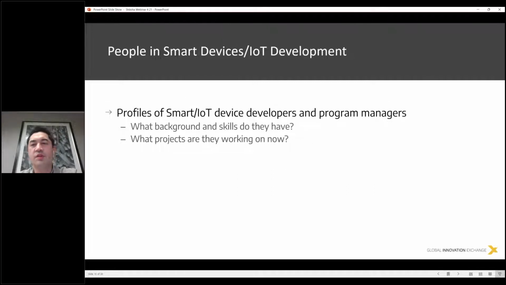So what I wanted to do, to frame that, is look at some of our alumni and look at what they're doing now, and just take a look at what kind of skills they have and what kind of skills they're using in their work right now.